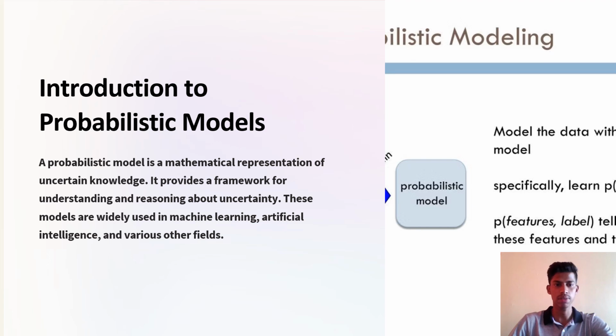So coming to the introduction part, a probabilistic model is a mathematical representation of uncertain knowledge. It provides a framework for understanding and reasoning about uncertainty. These models are widely used in machine learning, artificial intelligence, and various other fields.